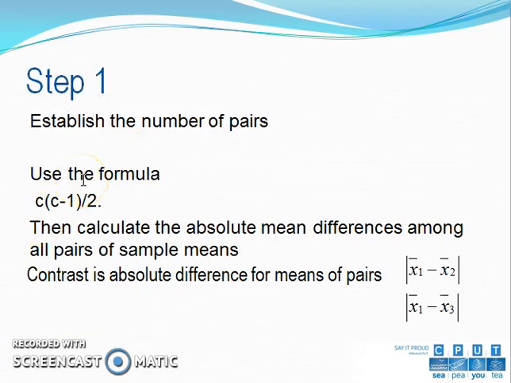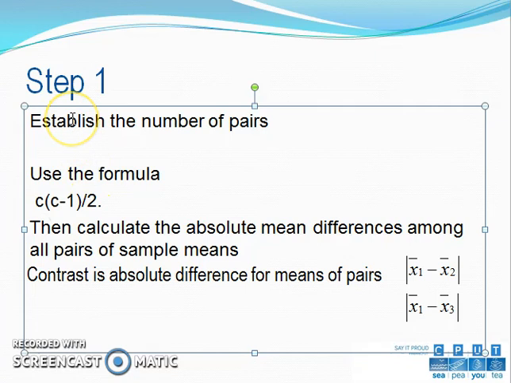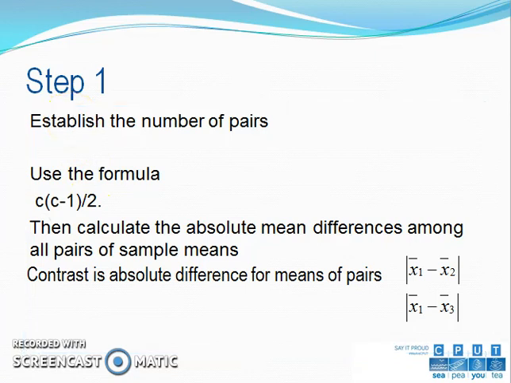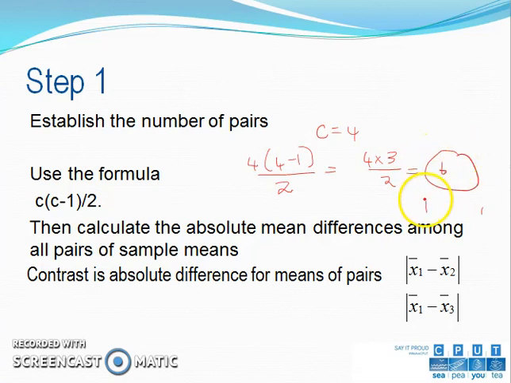The first thing that we need to do is establish the number of pairs. We're going to use a formula: C times C minus 1, divided by 2. Remember, C refers to the number of groups. So in the case of that example that we looked at earlier on, where I had 4 groups, C would be 4. So it would be 4 times 4 minus 1, which is of course 3, divided by 2. The answer would naturally be 12 divided by 2. So there would be 6 pairs.